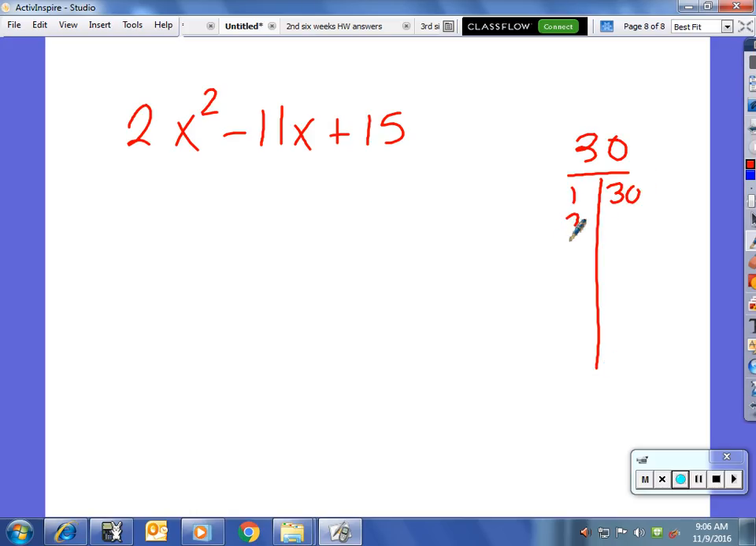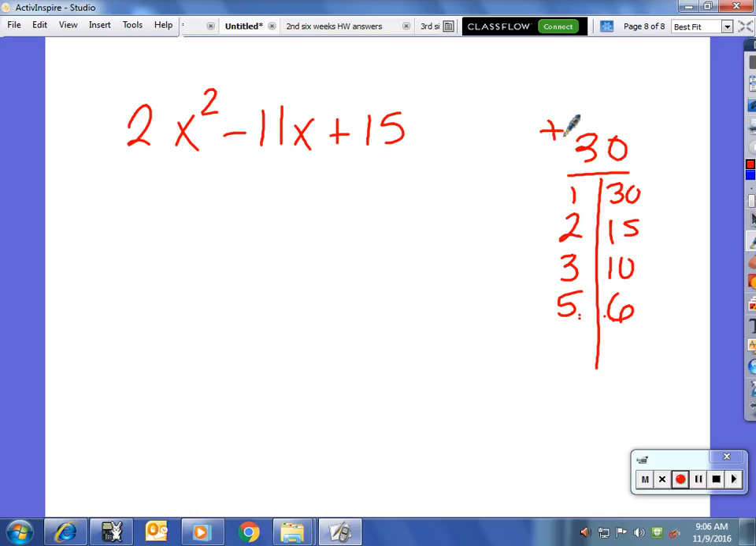1 and 30. 2 and 15. 3 and 10. 5 and 6. As your factors get closer together, you're getting closer to being done with your factor pairs. That's it. Because next we would go to 6. Well, we've already got 6 times 5. So we're done. Now, think about your signs.